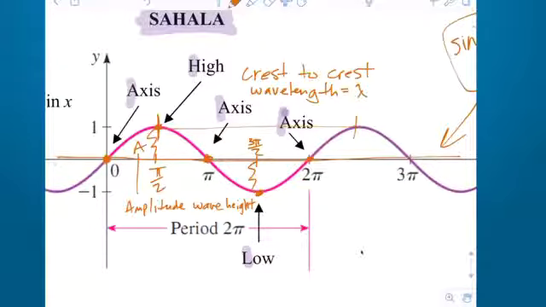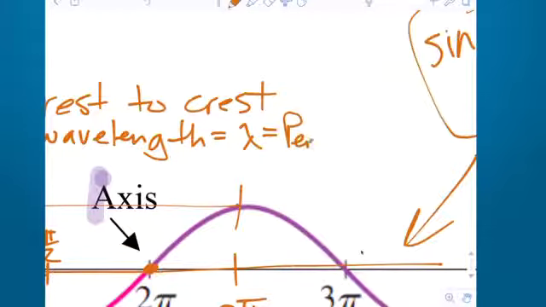How far is it from pi halves to 5 pi halves? That would be where the next height is. Well, what's 5 pi halves minus pi halves? 4 pi halves, or 2 pi. That's what we call the what? The period. So the wavelength is exactly the same as the period.